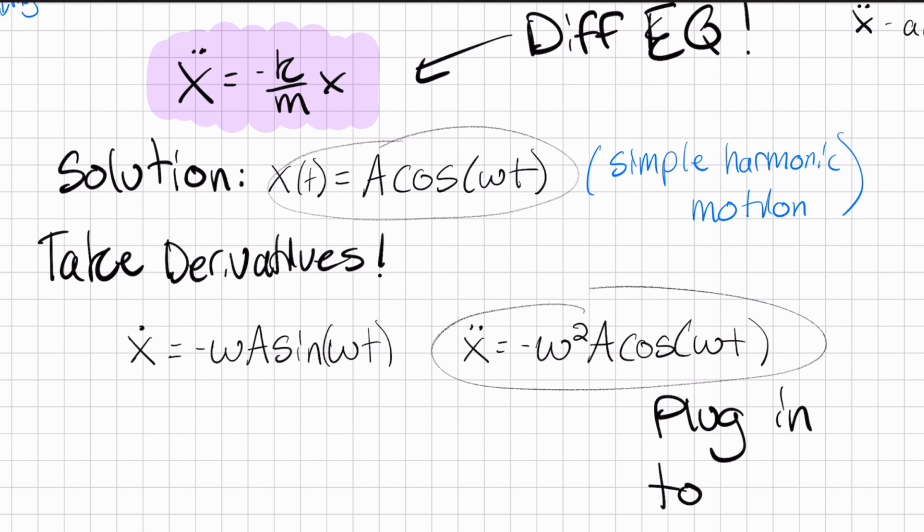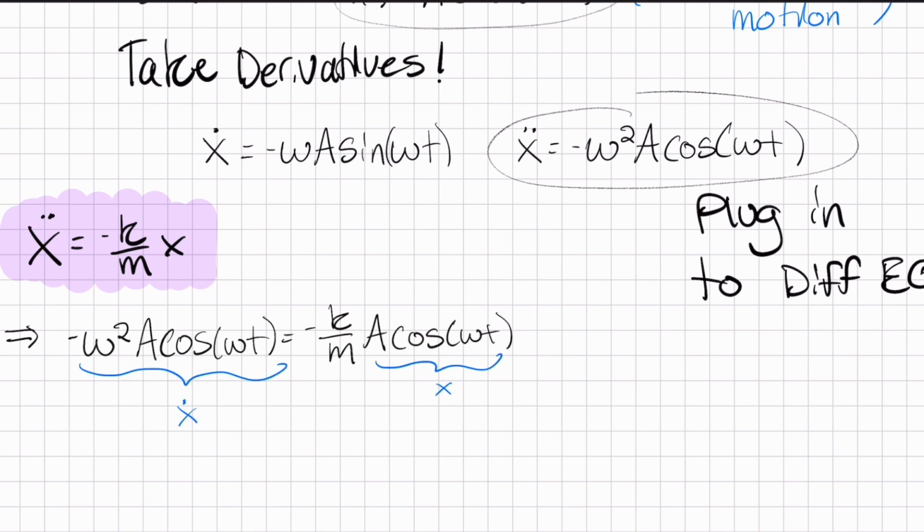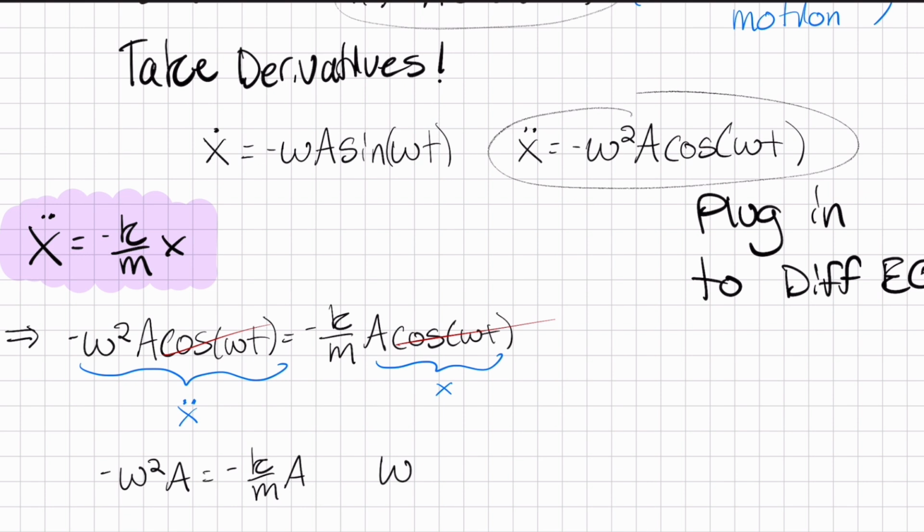Here are the derivatives right here. And as you can see, when I plug it in, the cosines on both sides are going to cancel out, and what we're left with is a for where x was, and negative w squared a for where x double dot is. All right, this all may seem like it has nothing to do with linear algebra, but I promise soon that will all become clear.